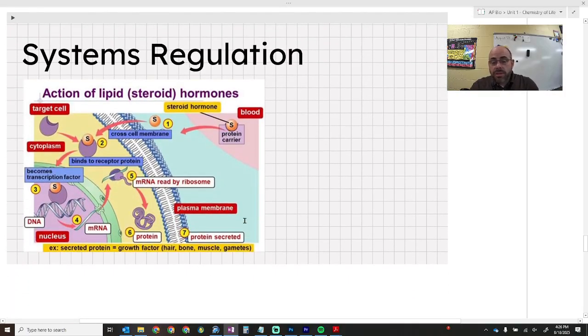System regulation, we talked about this with glycolipids, some other sort of steroids, cellular communications, very important function there. Steroids are very important for body function. A lot of reproductive hormones are steroid hormones, so very important for body function.